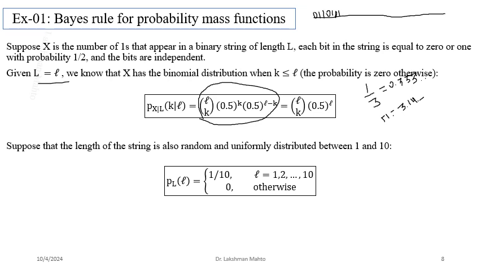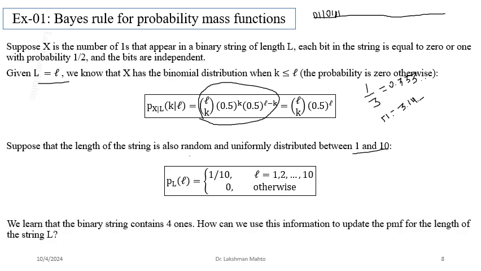Now next, the length. Suppose the length of the string is also random and uniformly distributed between 1 to 10. That means L is distributed between 1 to 10 in a uniform manner. What does it mean? The probability mass function of L is 1 by 10 when the observed value of L is 1, 2, 3 up to 10. And if L is equal to 11, then what is the probability? 0. Otherwise it is 0. So L has a uniform probability mass function, 1 by 10. So the distribution of length L is also given. Here length L is not deterministic, it is also stochastic, probabilistic in nature.